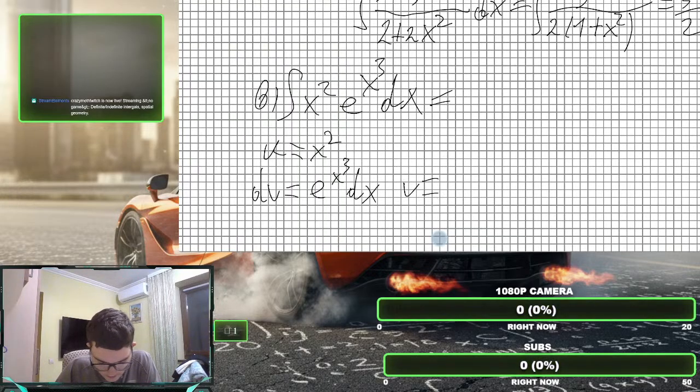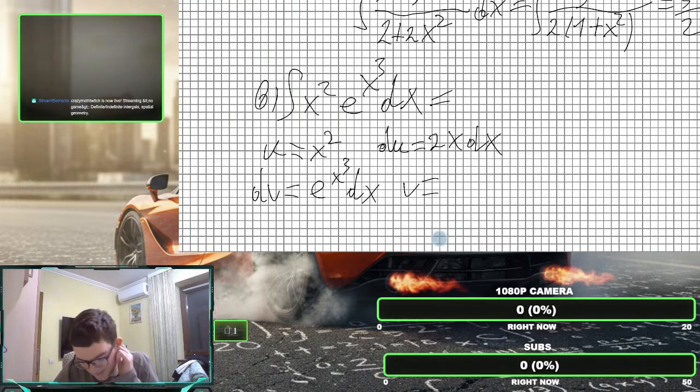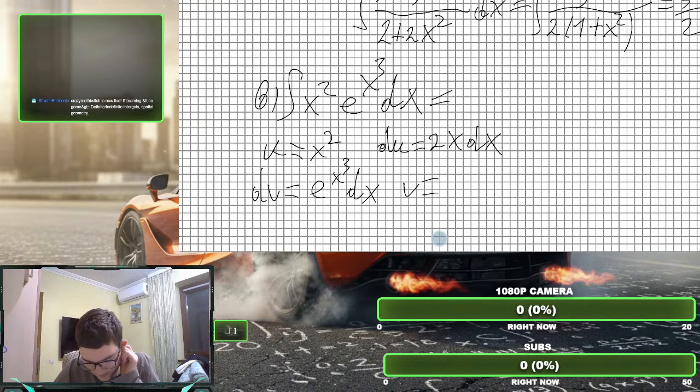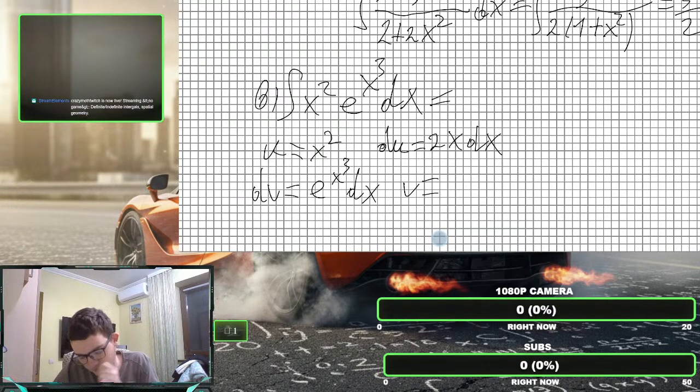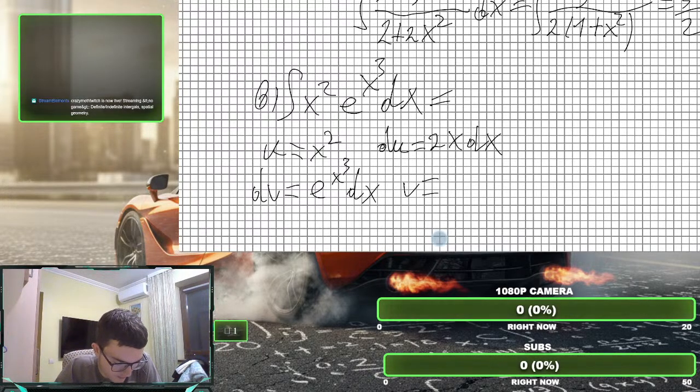So du is gonna be just 2x dx, and v is the integral of e to the power of x to the power of 3. How are you gonna integrate that? Let me see there.